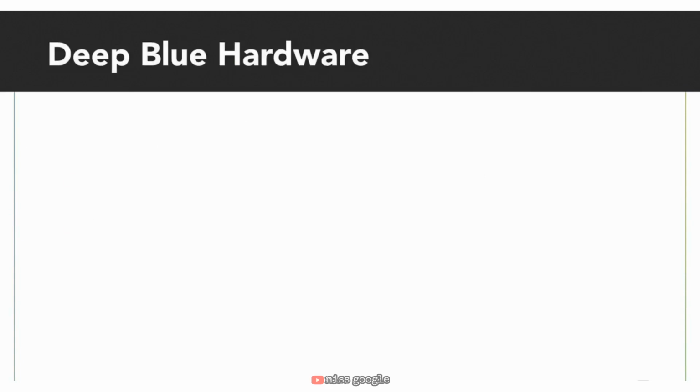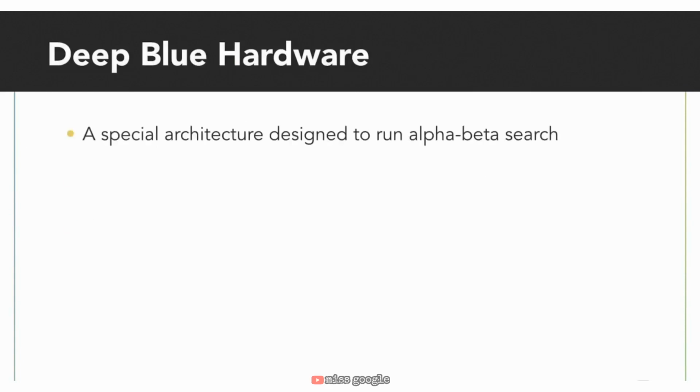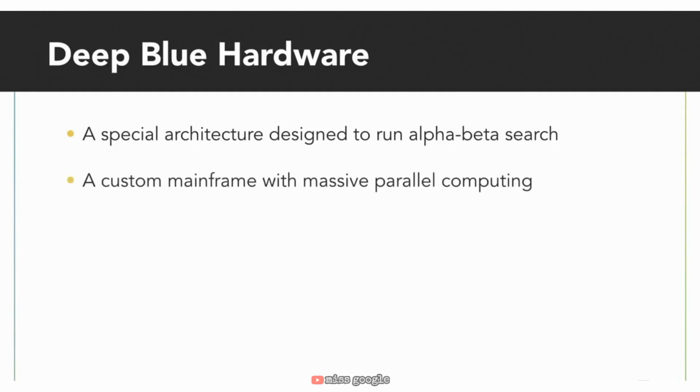Now, about hardware. Deep Blue had a special architecture designed to implement some form of the alpha-beta search algorithm, which you'll see in this course. The technical specs include a mainframe computer, massive parallel computing, and custom processing chips. But a more significant detail is that it could process 200 million games per second.